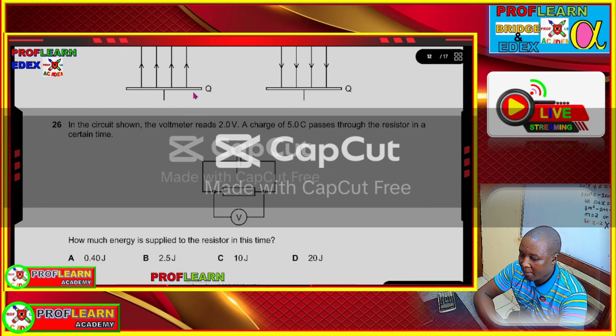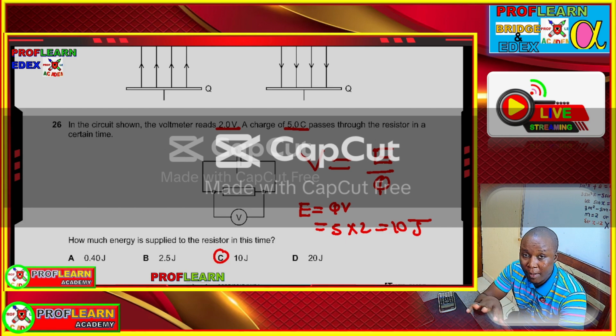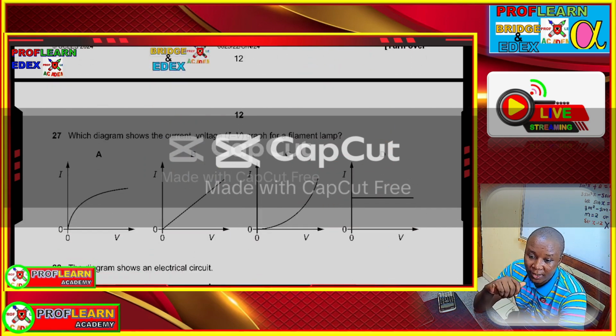We have question number 26. You need to remember this before you enter the exam. Charge is equal to IT, and you need to remember that energy is equal to charge times voltage, or the PD. We have voltage there and we have charge, then we multiply the two, and that's 10 joules. And remember this formula before you enter that exam.